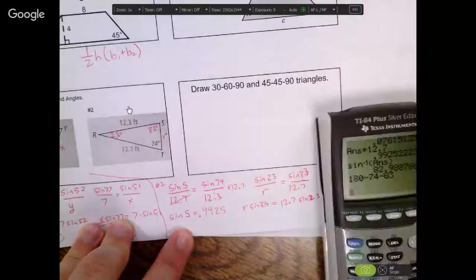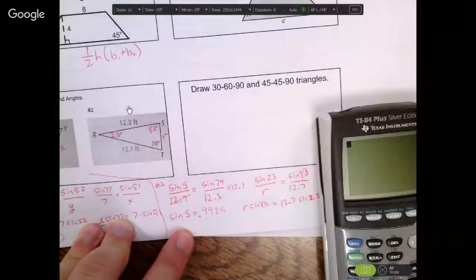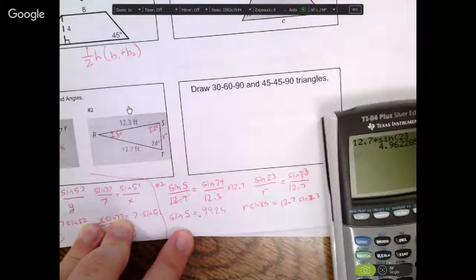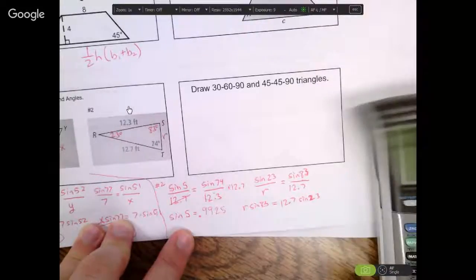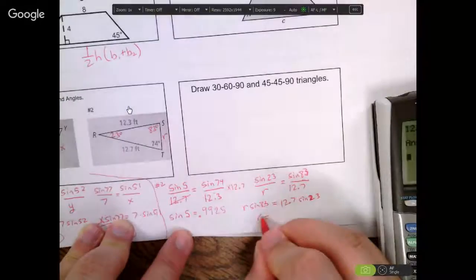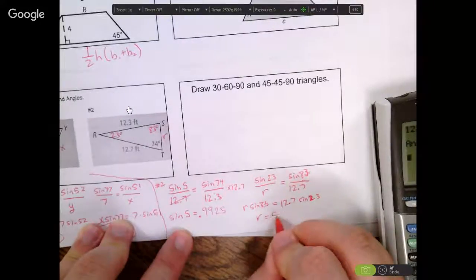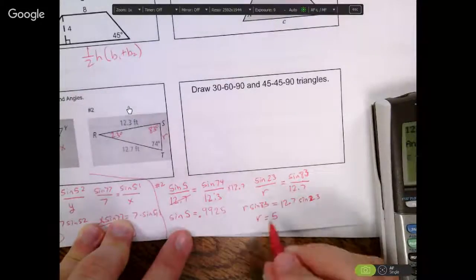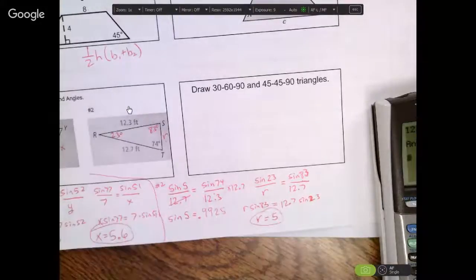In our calculator, we're going to finish this off. 12.7 times sine of 23 divided by sine of 83. And I get that R equals 5 when we round that. There we go. Next.